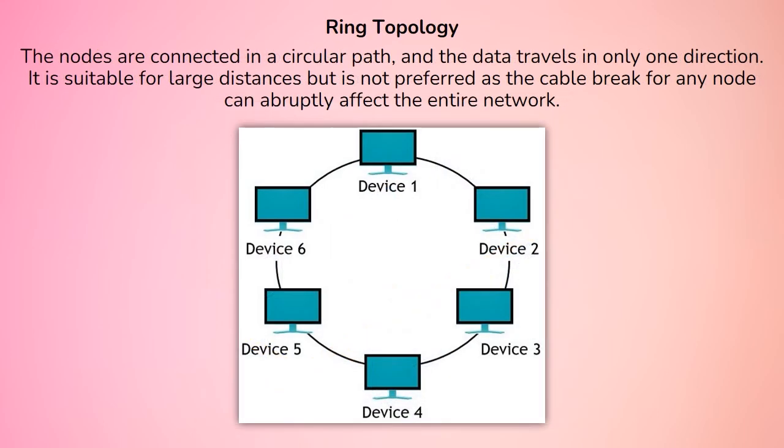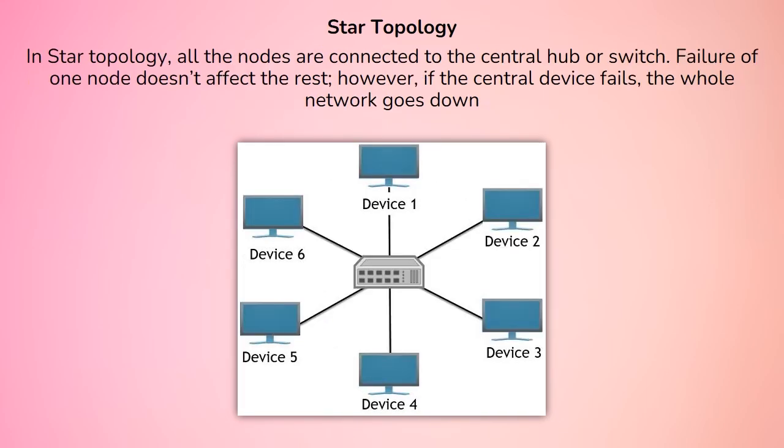Ring topology. The nodes are connected in a circular path, and the data travels in only one direction. It is suitable for large distances but is not preferred as the cable break for any node can abruptly affect the entire network.